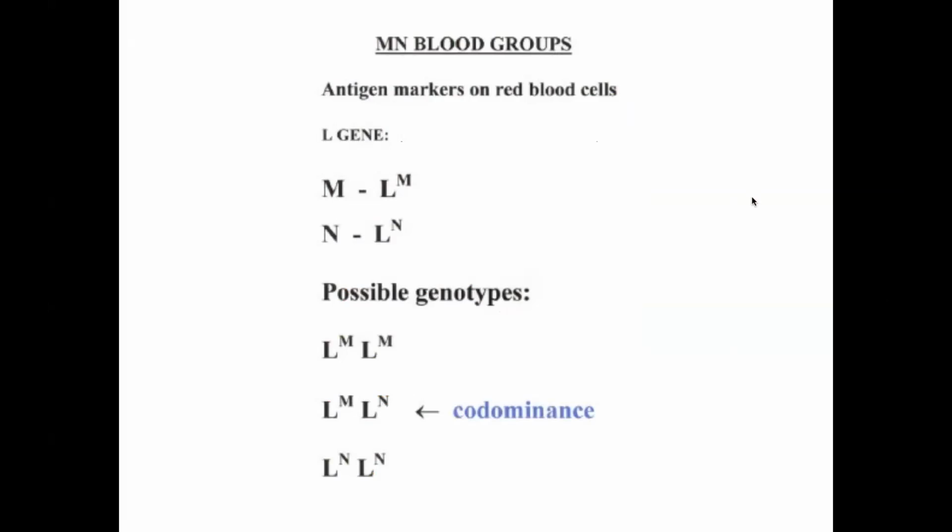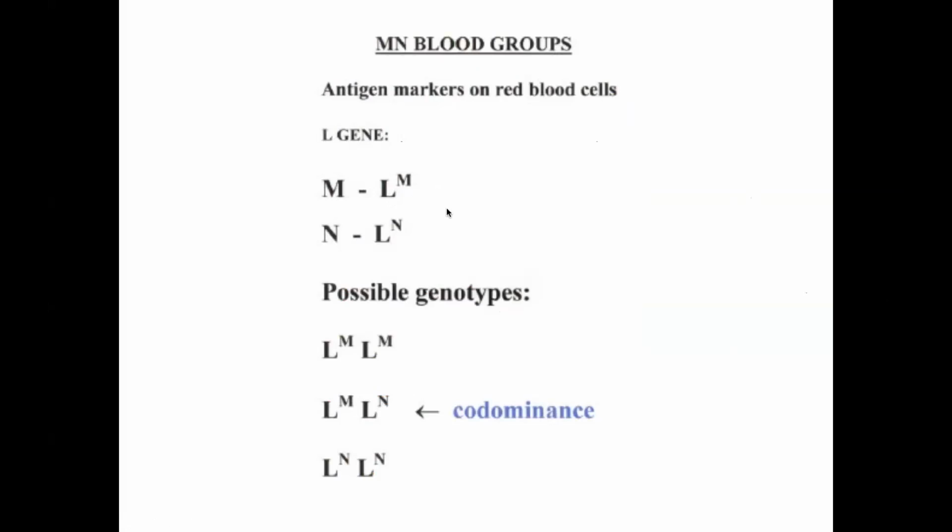There's an L gene within the human genome on whatever chromosome. There's two allelic alternatives: L superscript M and L superscript N, producing two different phenotypic types, M and N blood type. Okay, so for these two alleles, the first thing I should say is that we're representing the alleles in a slightly different manner than what I've done previously. We're using superscripts as opposed to uppercase and lowercase letters. That's not uncommon.